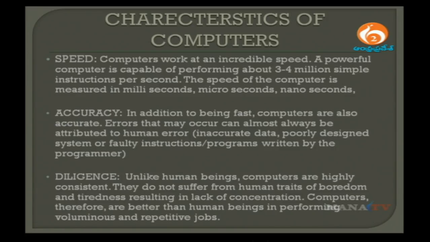But I'll tell you more about the speed characteristic. When I say the speed characteristic, I'll review the sentence once again. A powerful computer is capable of performing about 3 to 4 million simple instructions per second. The speed of the computer is measured in milliseconds, microseconds, and nanoseconds. So when I say this, a powerful computer is capable of performing about 3 to 4 million simple instructions. For example, view.